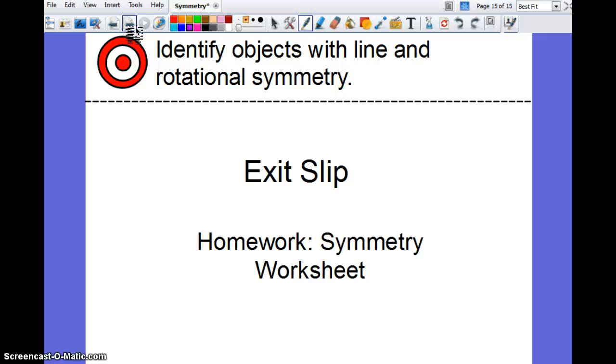Okay, so remember our target today was to be able to identify objects with line and rotational symmetry. Remember, line symmetry is like reflections. You can draw lines of symmetry on things and be able to see that both sides are the same. You can have rotational symmetry, which you describe using an angle and an order. Order is how many times you click it around before you come back to where you started, and then 360 divided by your order gives you your angle.